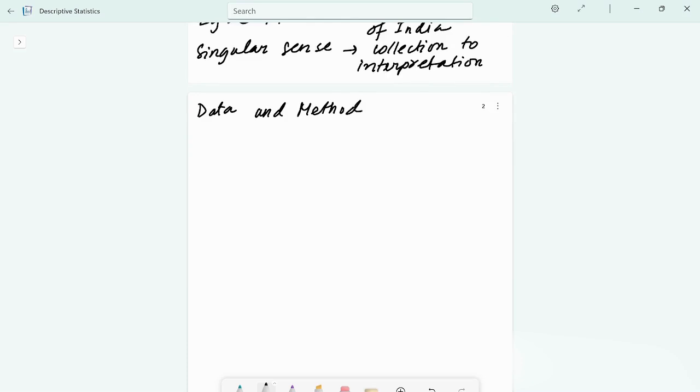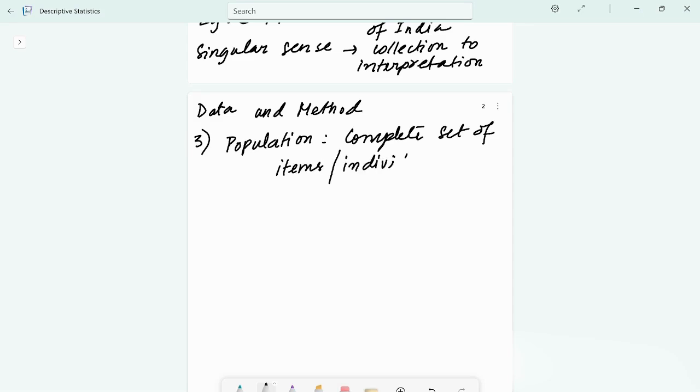All right. Now, our third topic is population. Population is the complete set of items or individuals under study. What does this mean? It means like all students in a university.